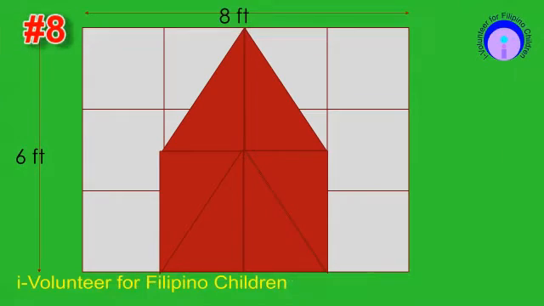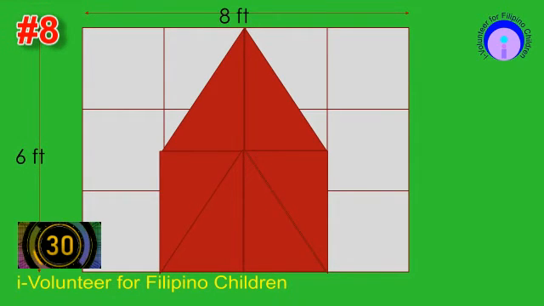Item number 8. Find the area of the red triangles. You still have 5 seconds to finish.